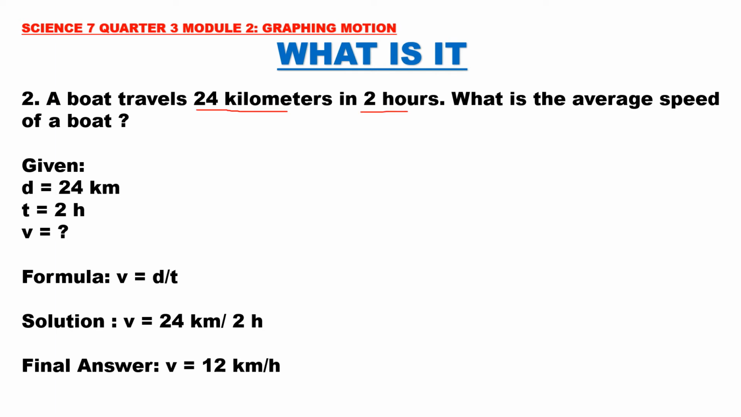So, ang given natin, distance, 24 kilometers, time, 2 hours, speed, unknown. So, ang formula natin ay speed equals distance divided by time. So, substitute lang, speed equals 24 kilometers divided by 2 hours. So, pag dinivide mo ang 24 by 2, the final answer will be speed equals 12 kilometers per hour.